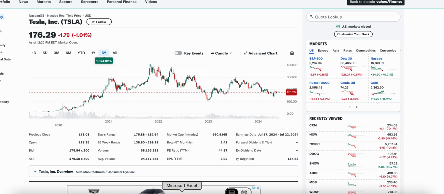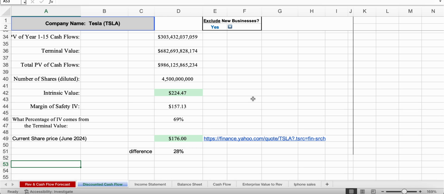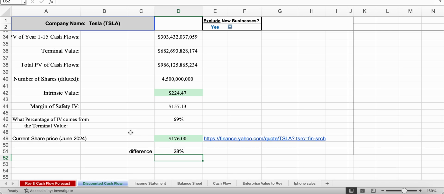So that's all, folks, for my presentation. I hope this was not confusing. Later on, I'm going to show you this presentation on Tesla if they had new businesses. Right here, you can see I clicked on that we're excluding new businesses. So if we include new businesses, the shares are worth much more.